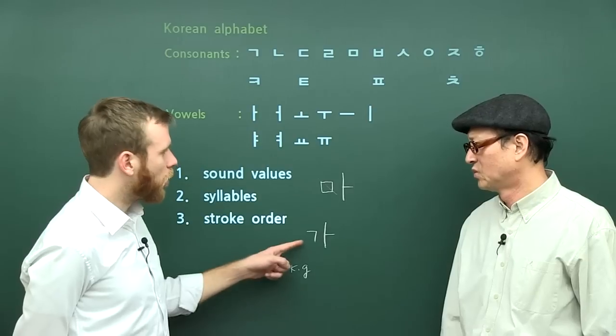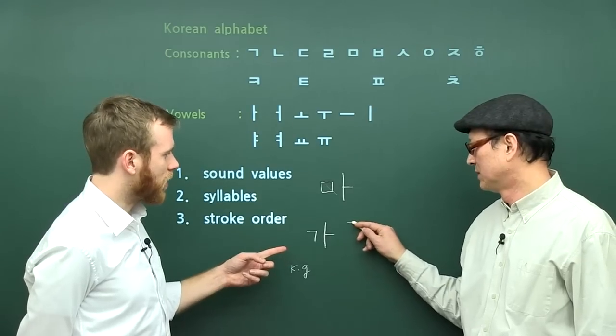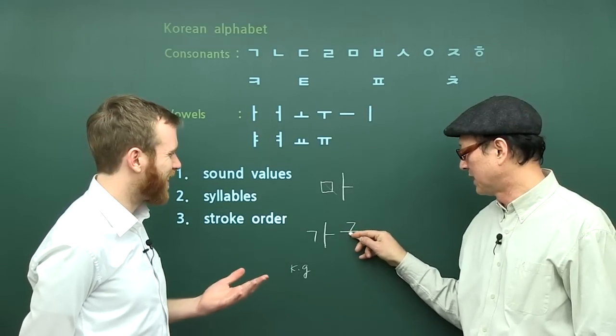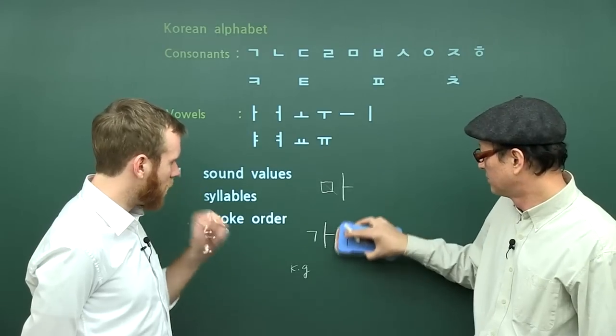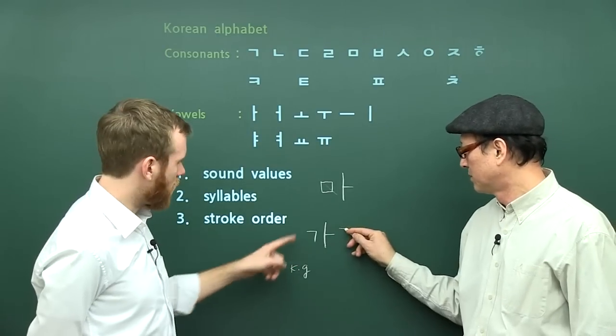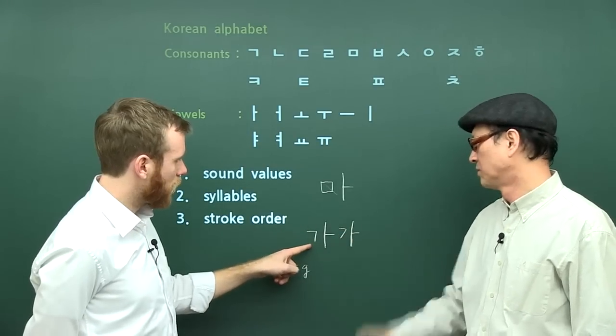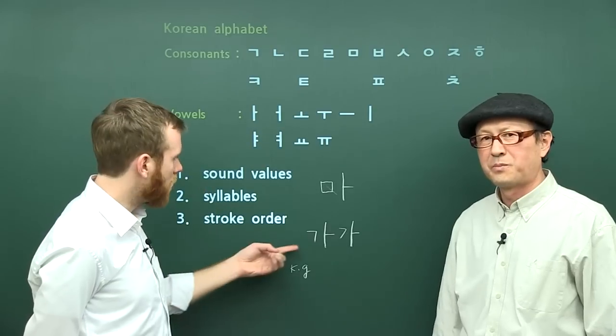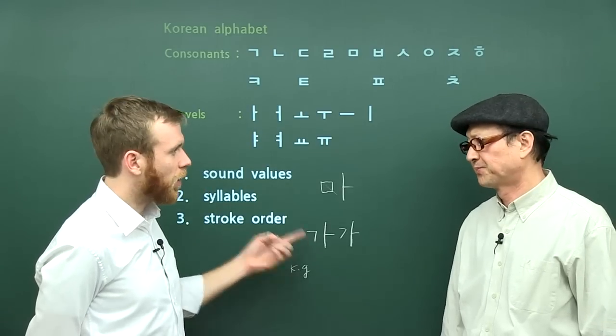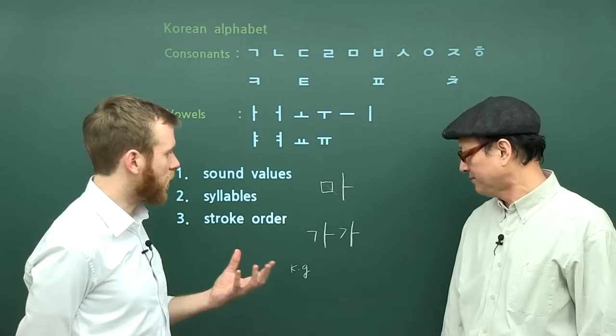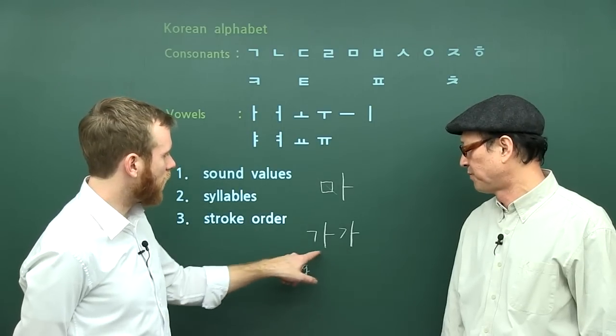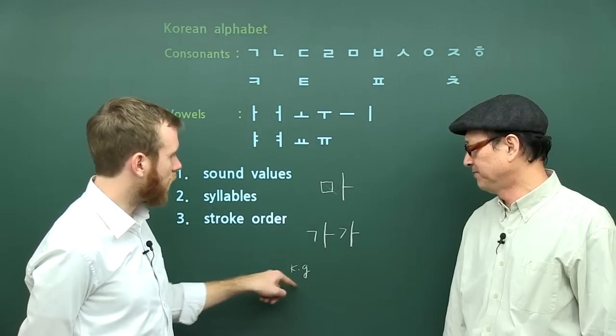But it's not quite K and not quite G. And for Koreans, that doesn't matter, right? So maybe depending on placement of this consonant, we'll hear a different sound. So if I say ga, you might hear more of a K, you might hear more of a G. But again, depending on placement, that could affect it as well.